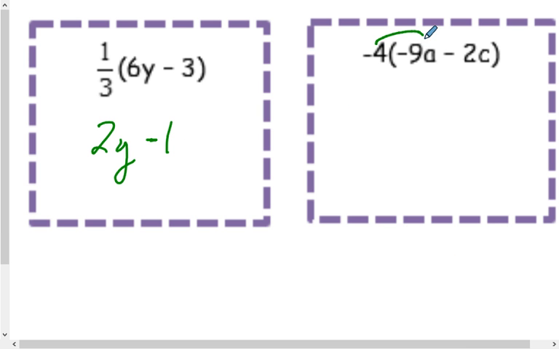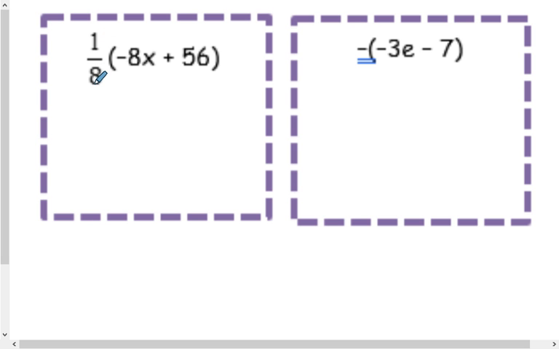Negative 4 times a negative 9 is 36a. A negative 4 times a negative 2c is plus 8c. One-eighth times a negative 8x. So we have a positive times a negative. We have 1/8 times 8, which is 8 over 8. 8 over 8 is 1. And then we have an x. But we don't need to write the 1, so we're just going to call this negative x.